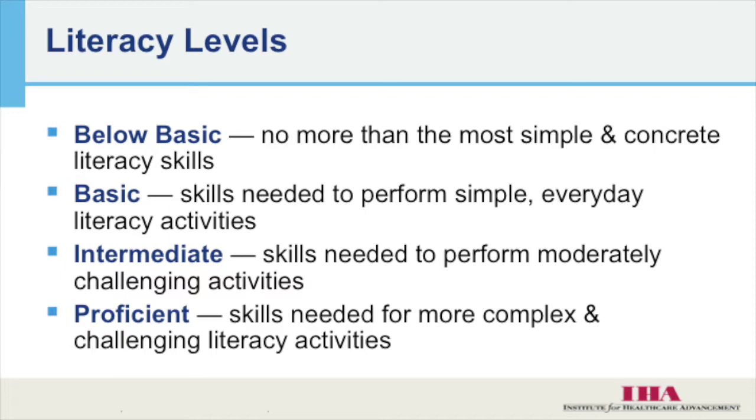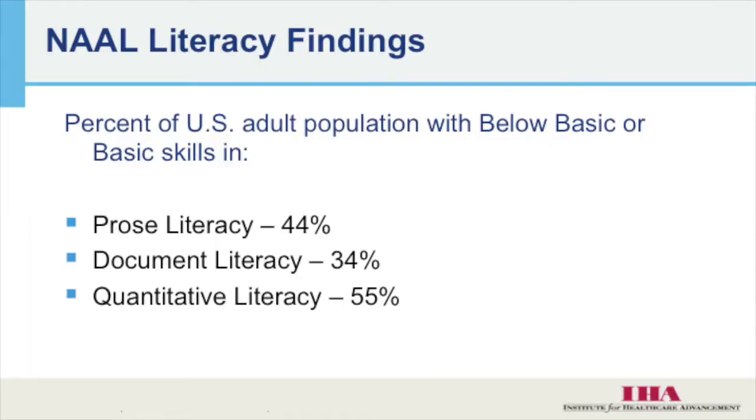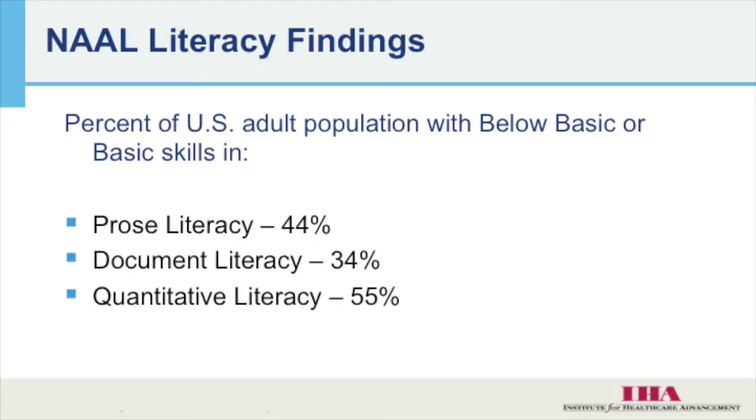Okay. In the NAAL study, here are the findings: the percent of the U.S. adult population with below basic or basic skills, so the bottom 2 categories. In prose literacy, which is sentences, paragraphs, just reading text, 44% of the adult population fell into the bottom two categories. Document literacy is your ability to find a piece of information on a form, a chart, a bus schedule, or a dosing chart, where you use the x-axis and the y-axis or find information in a box somewhere. 34%, about 1 in 3, fell into the bottom two categories.